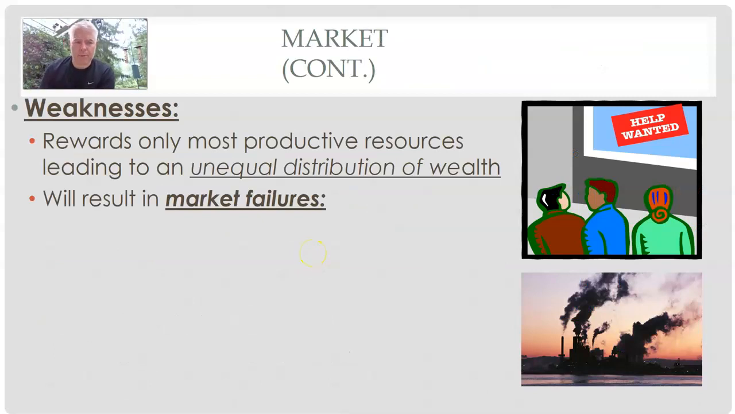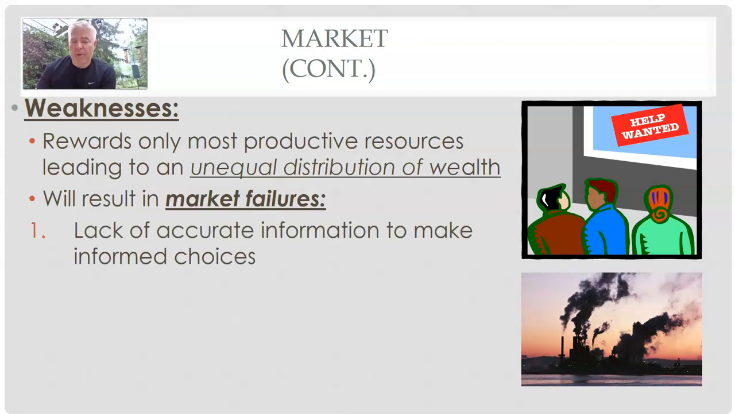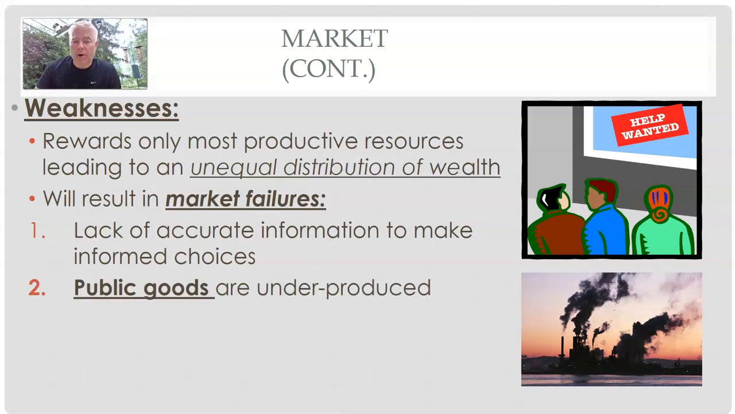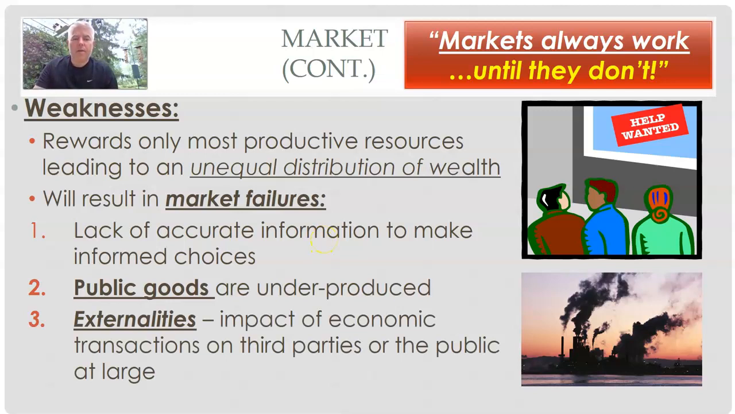There are, however, problems with market systems. It only rewards the most productive resources, which often leads to an unequal distribution of wealth in a society. It can also result in a series of market failures. We'll learn about these market failures in more detail later in the course. But what are some examples? Well, 1, maybe we don't have all the accurate information we need to make an informed choice. 2, public goods are often underproduced, things like public education or public health care. And 3, externalities. The impact of economic transactions on third parties often affects people not involved in the transaction.